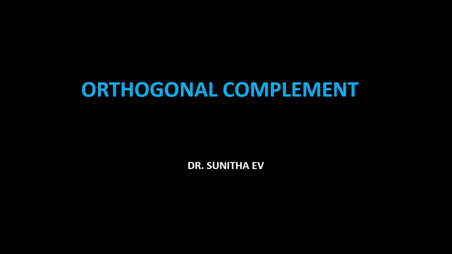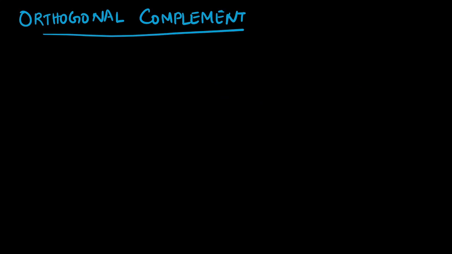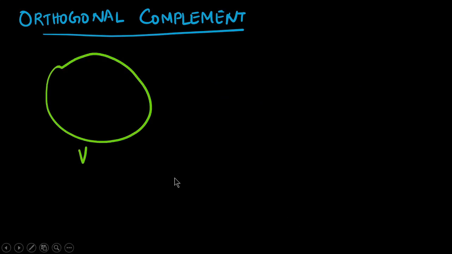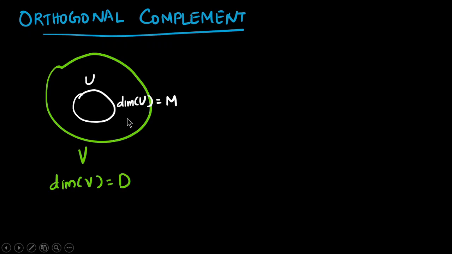Orthogonal complement. So consider a vector space V and its dimension is capital D. The number of basis vectors is D. Then consider another subspace and we name it as U, and the dimension of U is M.